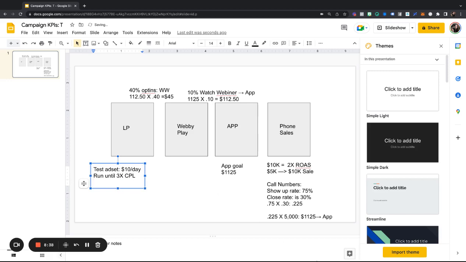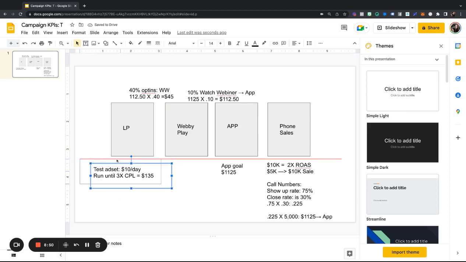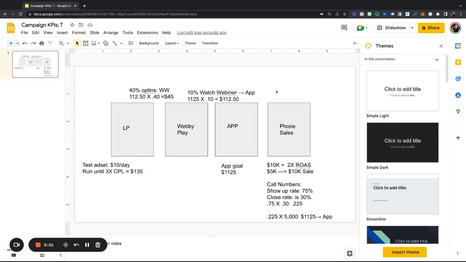So in this case, I'm going to do 45 times 3, which equals 135. So I'm going to run each ad set at $10 a day, and I am not going to touch it until it spends $135. And then my dream target is I want $45 per lead. Now, there are ways to optimize that, but look at this. We have numbers. Once we launch this campaign, we are going to know what our target CPL is. We're going to know how much we need to spend until we need to turn the ad off.